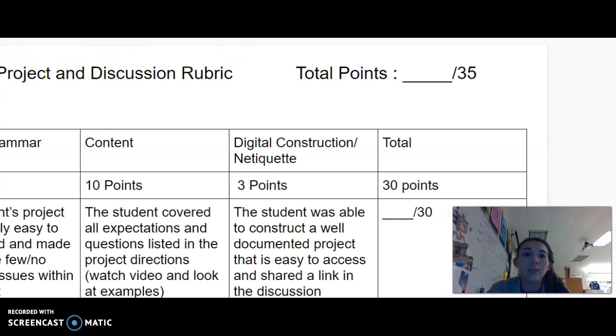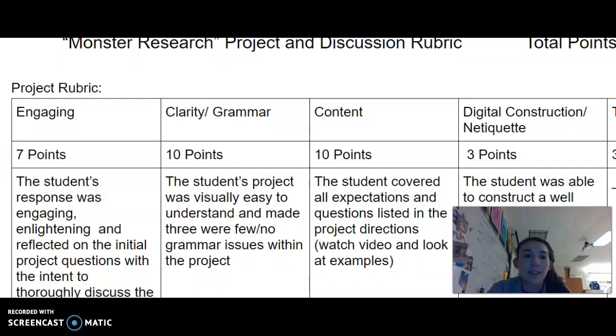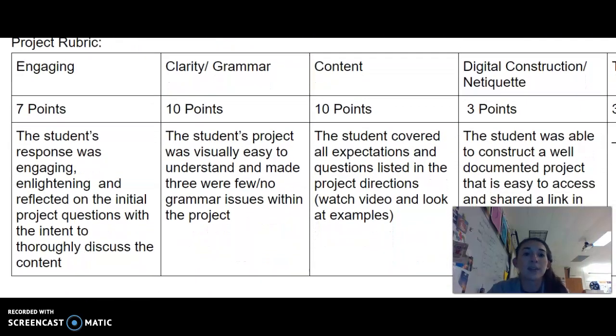If we take a moment to look at the rubric for this project, we can see that this project is worth 35 points, and it is broken apart into several categories, such as that the content is engaging. That is worth 7 points. The student's response was engaging, enlightening, and reflected on the initial project questions with the intent to thoroughly discuss the content. Clarity in grammar is 10 points. Student's project was visually easy to understand and there were few or no grammar issues in the project. I would lose points because I made a grammar mistake.